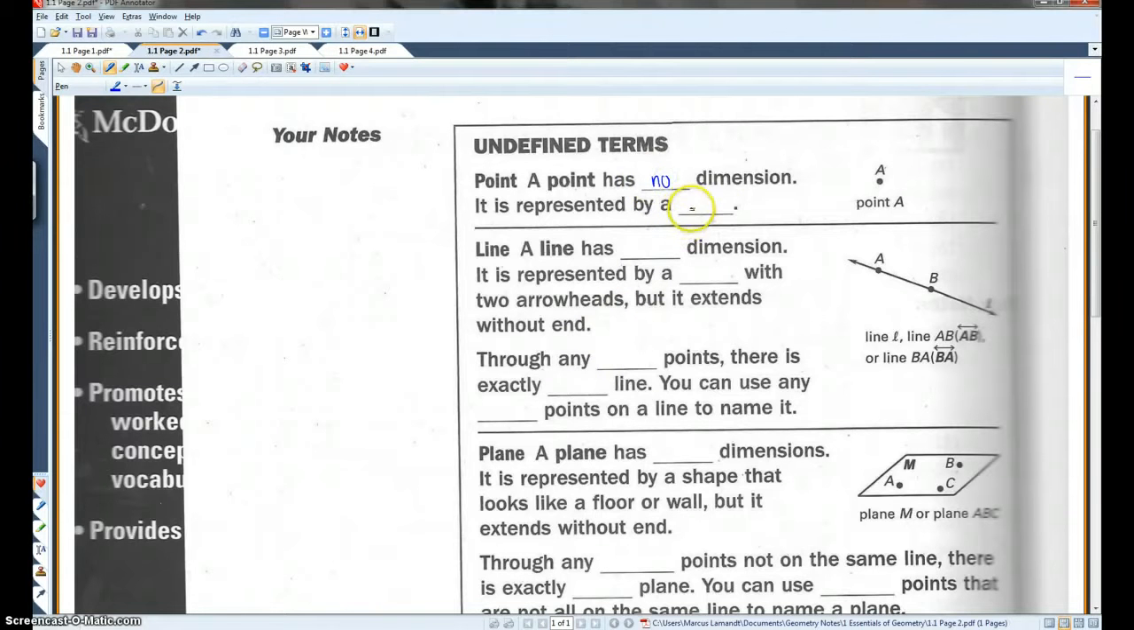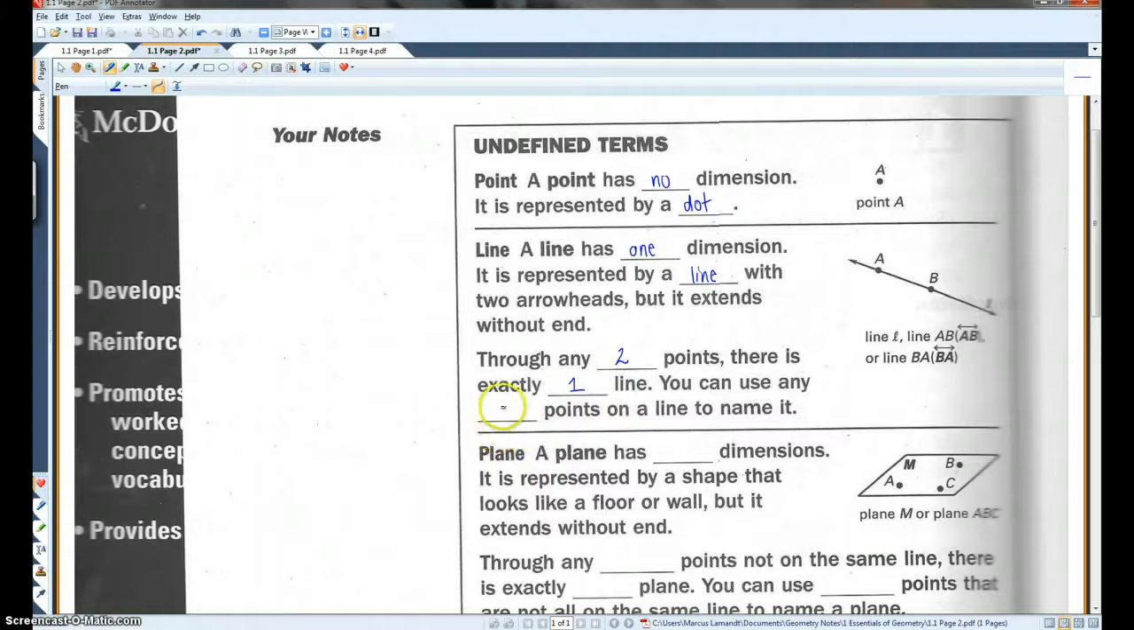It is represented by a dot. Okay? A line has one dimension. It is represented by a line with two arrowheads, but extends without end. Remember how I said it extends on forever? Through any 2 points, there's exactly one line.